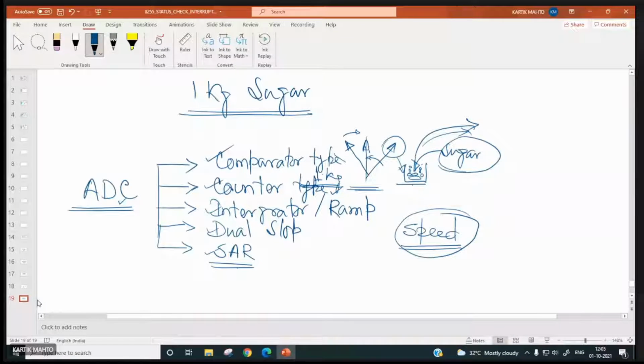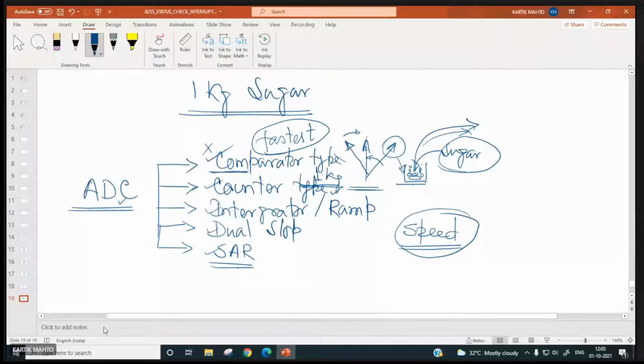Which converter is the fastest one? Do you know that? Comparator? That's correct. The comparator is the fastest one. But you know, this comparator type we never use. None of the ADC chips carries this as their base circuit.